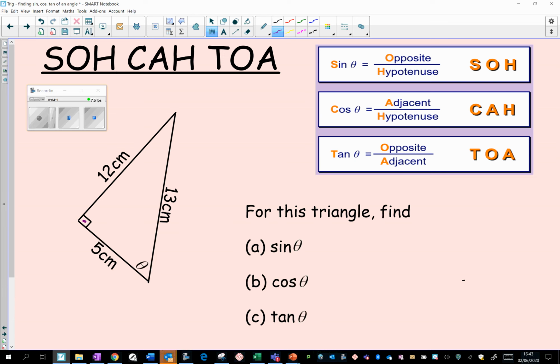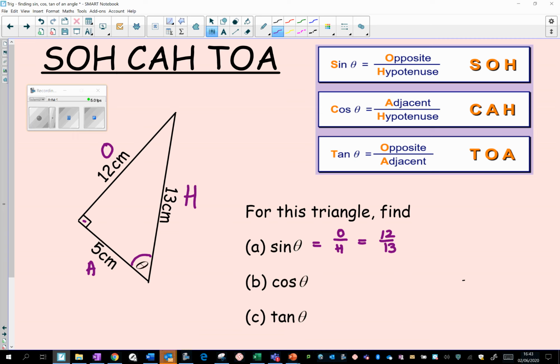So there's the right angle. So here is the hypotenuse. Angle theta is down here, so the 12 centimeters is the opposite, and the 5 centimeters then must be the adjacent. So first of all, to find sine theta, well, that's going to be the opposite divided by the hypotenuse, and the opposite divided by the hypotenuse is 12 over 13.